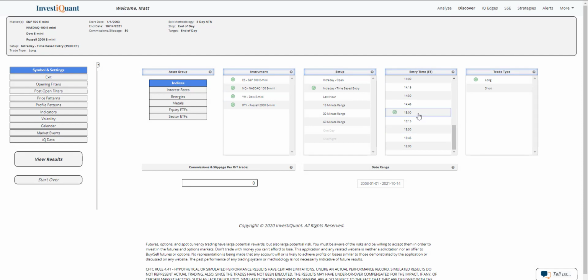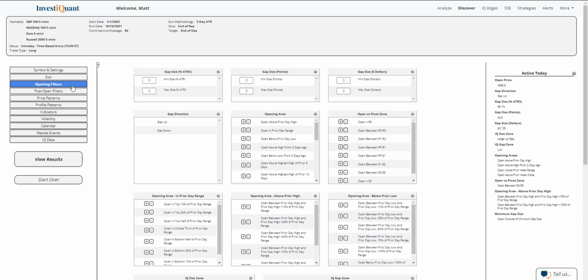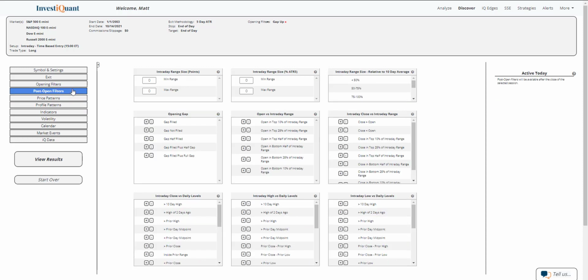So I'm going to select an entry time of 3 o'clock. It'll be set up as a long, and the price action we're going to be adding to this is simply you gap up, and then in the final hour or so of trading, you're trading up near the highs of the session. So in the post-open filters, I'm going to say that the 3 p.m. price is in the top 25% of the intraday range. That is where it's at right now. Can't guarantee that it's going to be there at 3 o'clock, but that is where we are currently trading. So I've got that added here.